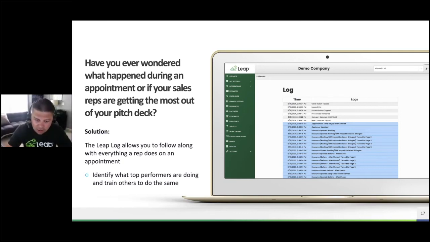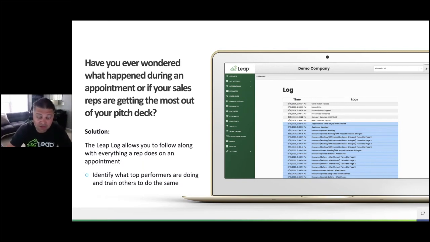So you could tell, are they using the pitch books? How long are they using the pitch books? What flow? Did they do the pricing and then the pitch book? Did they do the pitch book and then the pricing? And this is not only for a, hey, I caught you thing with your sales reps. I caught you doing something you shouldn't have been doing, or caught you not doing something you should have been doing. But this is also really good just to track a success.